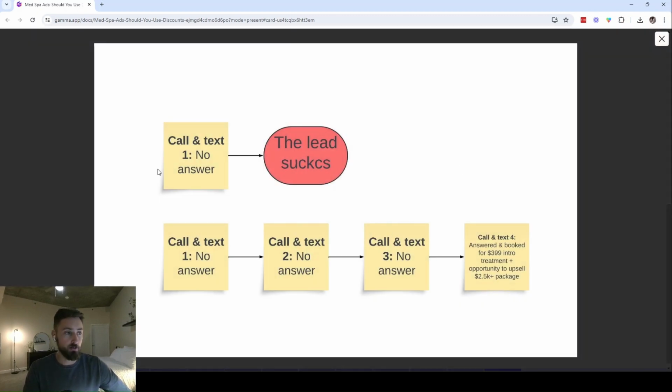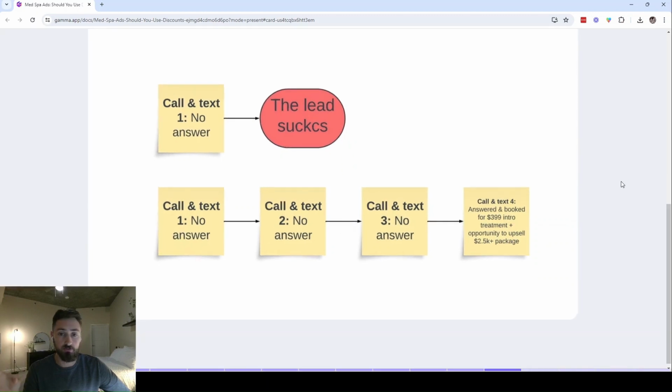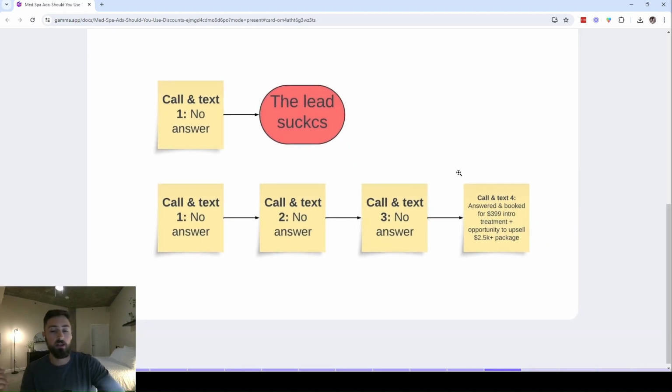Most people, they call and text the lead one time and they don't get an answer and they determine, oh, the lead sucks. But in my scenario there, we called and texted once, no answer, twice, no answer, 3 times, no answer. And then on the 4th time, they answered and they booked an appointment for a $399 intro treatment. And we have the opportunity to upsell that person into a $2,500 package or more, right?